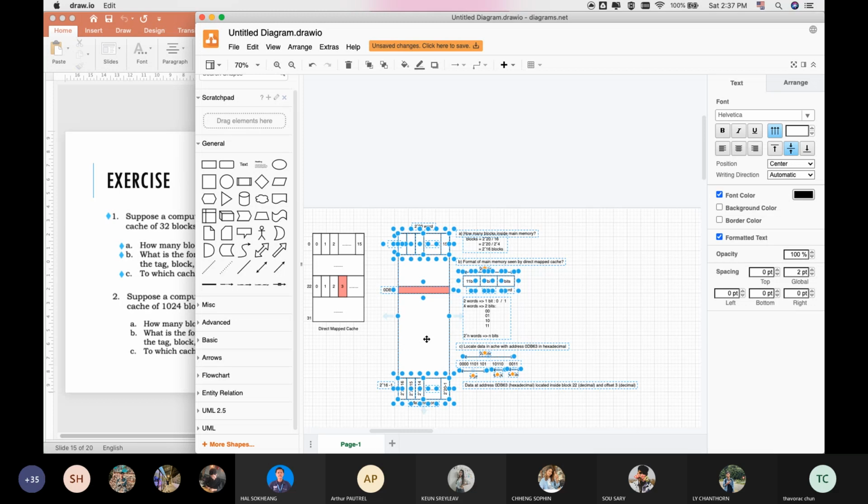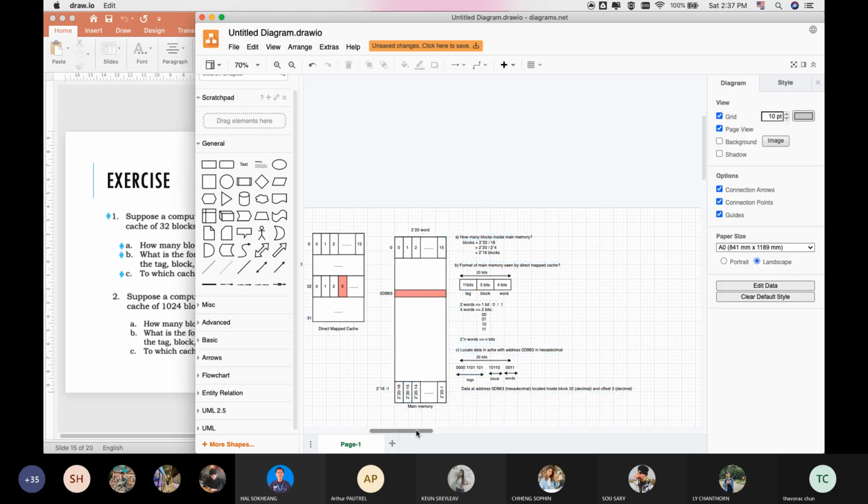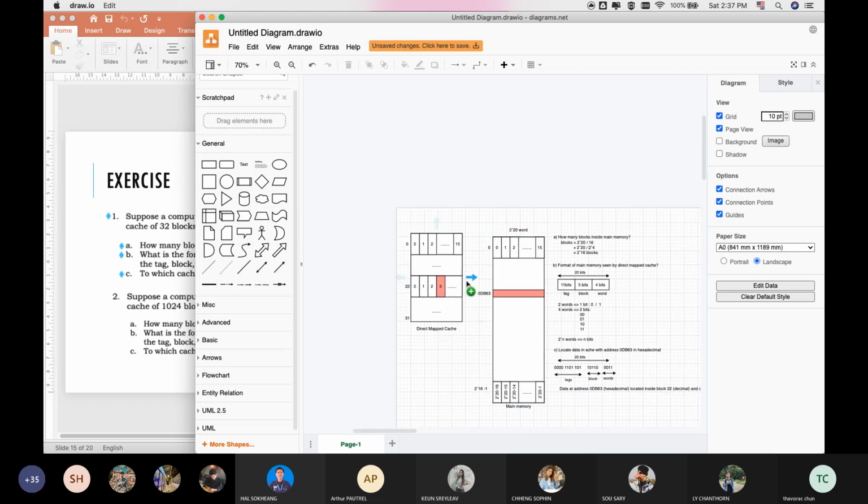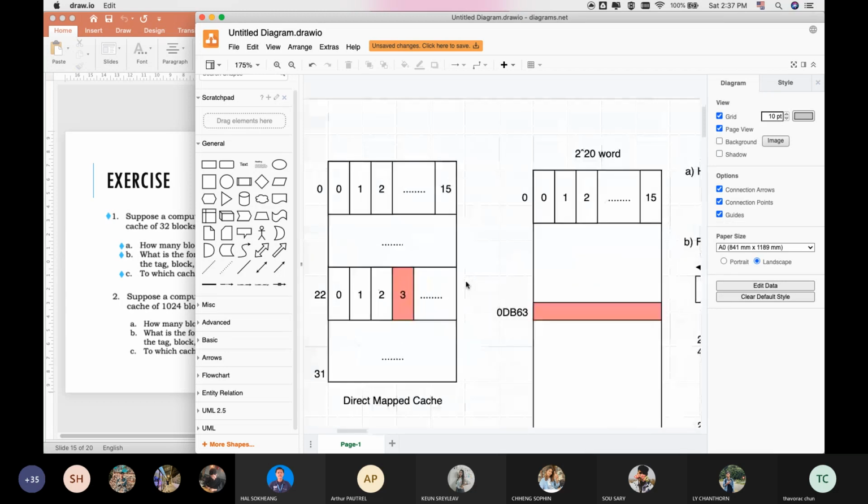But when you are mapping that value into the cache, you need to convert into something else, by placing the data inside some specific location of a block and inside some specific offset inside that block. So you need to convert that value 0DB63 into a format seen by the map cache. And then based on that format, you can find the real location of that data inside the cache.